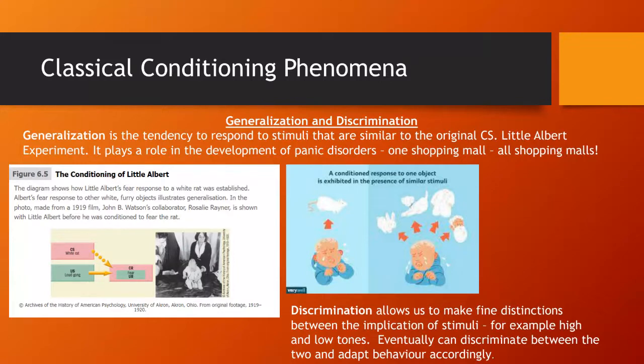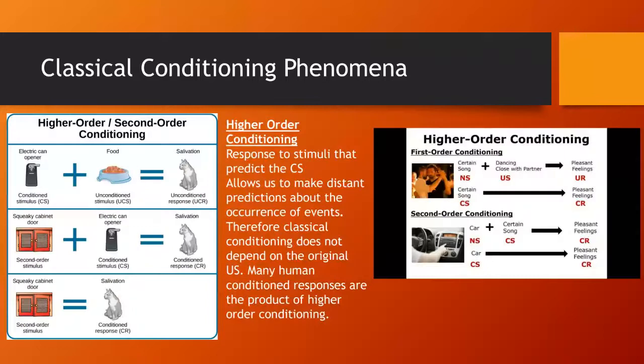And also discrimination. Discrimination means that we can fine-tune differences between stimuli. It's a little bit like generalization, but it's working the other way. We can discriminate between small differences, tones for example, and adapt our behavior accordingly. So those are two more words used in the process of learning: generalizing to all stimuli that are similar, and also discriminating between them.